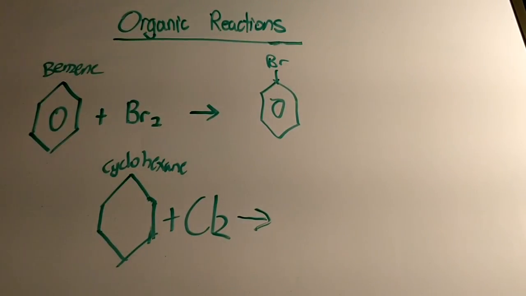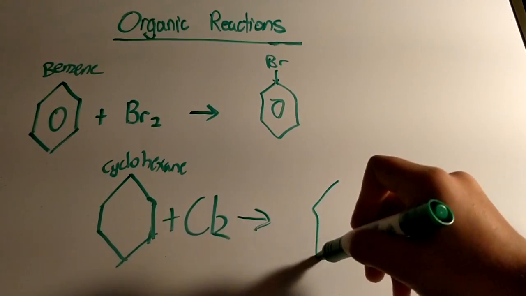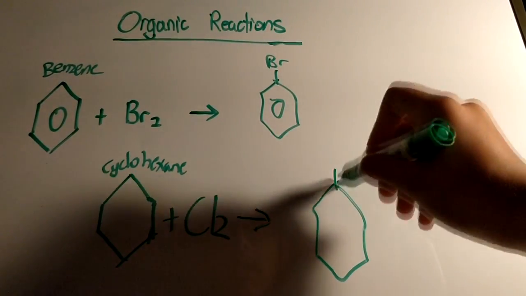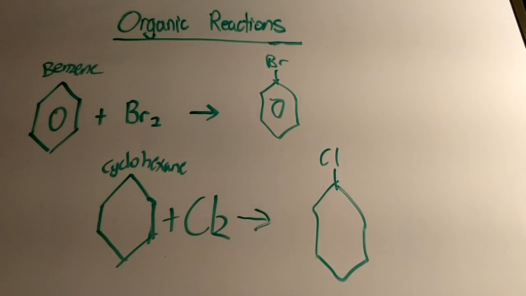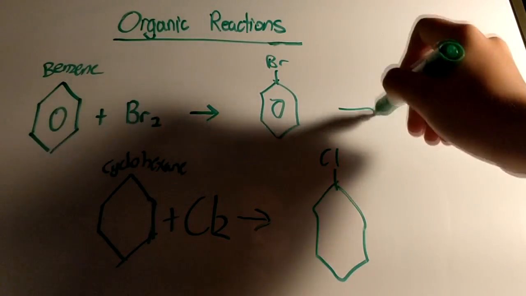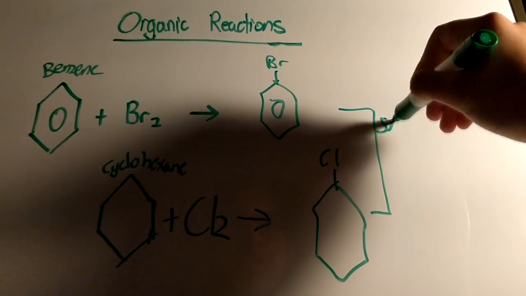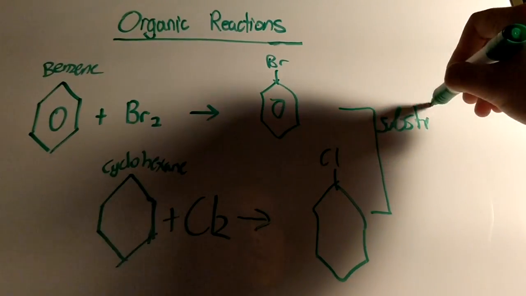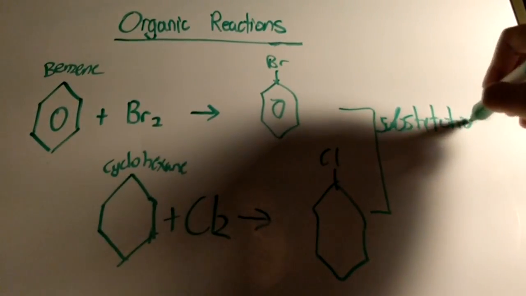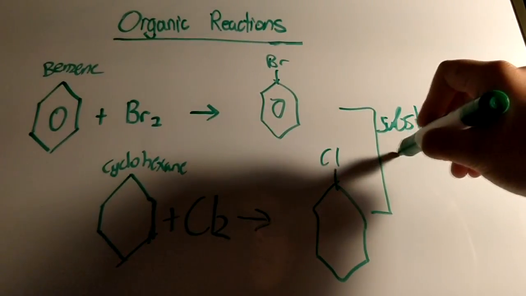To show how similar this is to cyclohexane, which is another alkane, we'll react cyclohexane with Cl2. The product of this reaction is going to be 1-chlorocyclohexane. This shows that both reactions are substitution reactions, and it also shows that benzene reacts like an alkane.